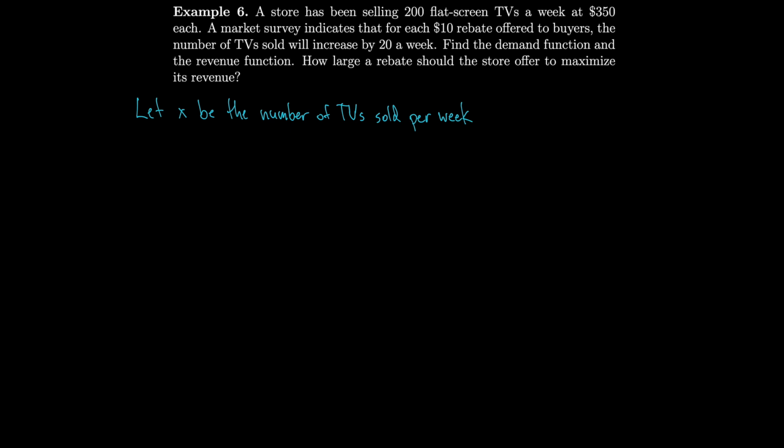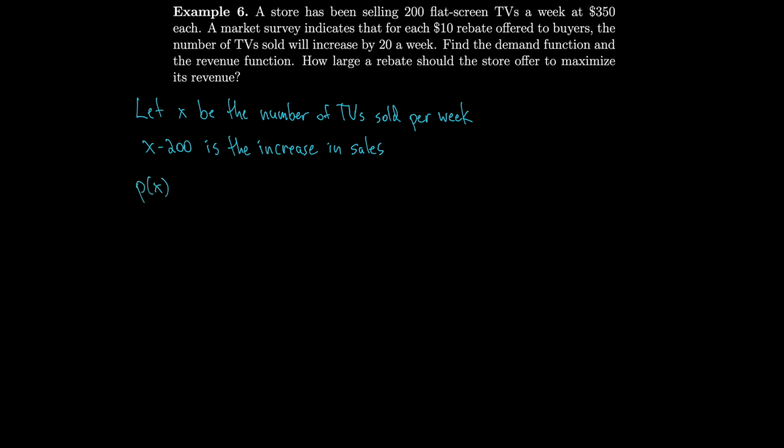Okay, so we want to know the demand function. So remember, the demand function is the price per unit, starting at $350, minus however much we rebate these things. The rebate is based on the number of additional units past 200. So that means that X minus 200 is something we'll need. That's the increase in sales, all of the additional units past the 200 that they've been selling so far.